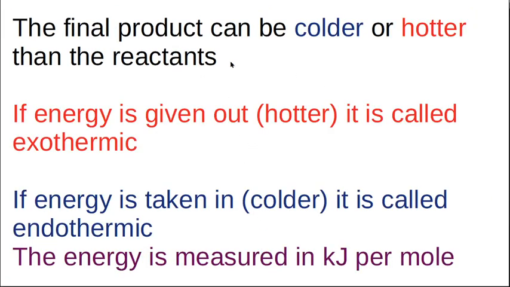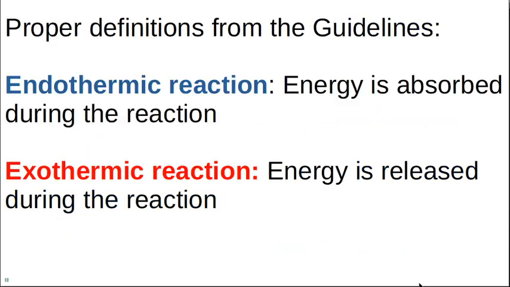When you have a look at the reaction, the final product can be colder or hotter. If you give out energy, it's exothermic, and if energy is taken in, it is endothermic, and we measure this energy in kilojoules per mole. We're still coming to the mole concept, but joules is a measure of energy, so it's kilojoules per mole. A mole is like the chemistry word for a dozen.